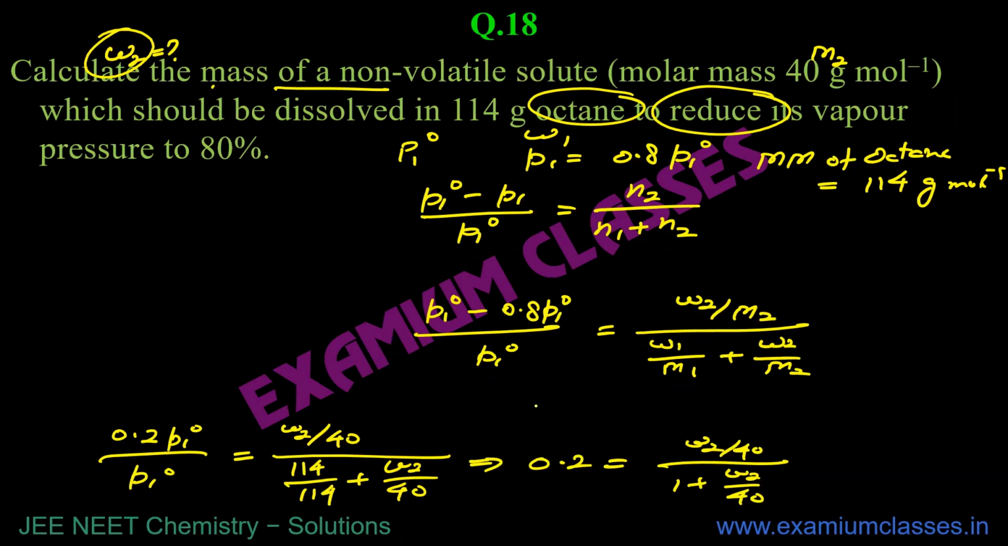Tanishi, you can take directly 20%. Okay, you can. Kasak, yes, it will be 10 gram. When you solve, you will get W2 equals 10 gram.